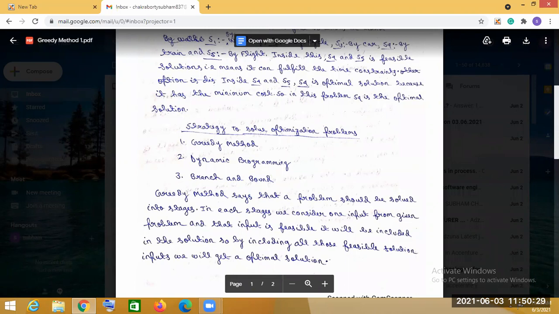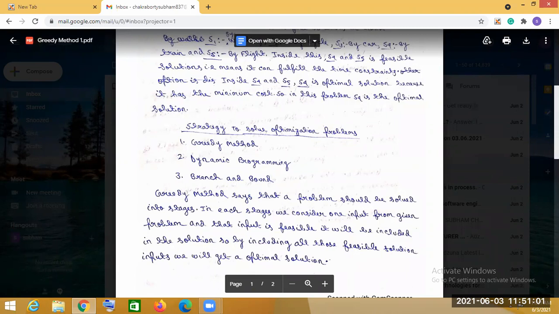So at each stage, we consider an input from the problem, and if the input is feasible, it will be included in the solution. So these 250 applicants are now included in our solution. That means in this stage, we can take these 250 students for our technical and HR interviews. They are feasible. I think that these applicants are feasible for my company.